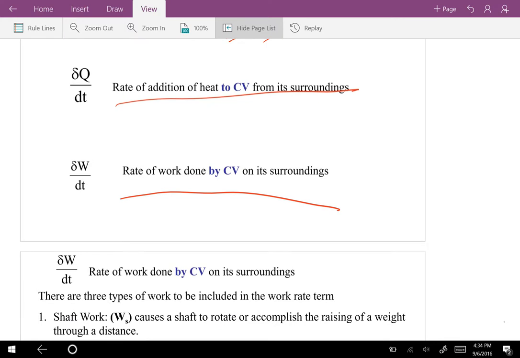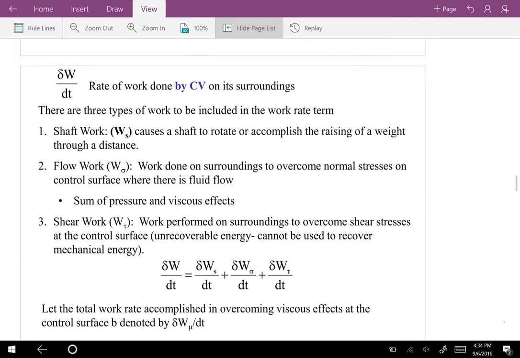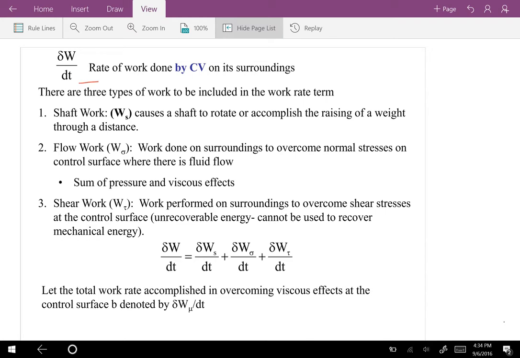And as we saw in the derivation, even for mass and energy balance too. So let's take it term by term. What is W dot? W dot is the rate of work done by the control volume on its surroundings.